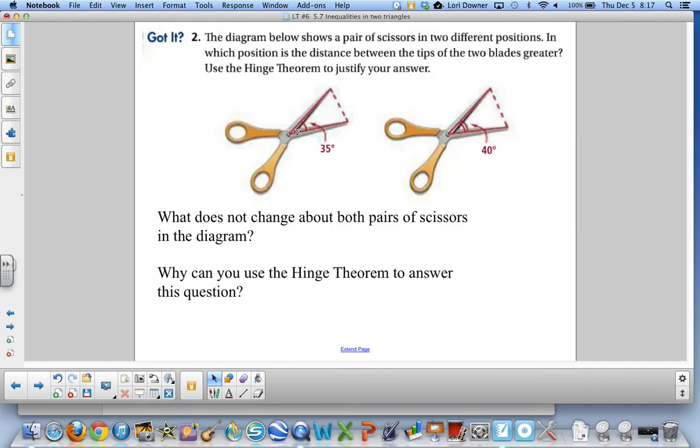Scissors also use the Hinge theorem. Their two sides stay congruent, but as this angle changes, the opening size changes as well.